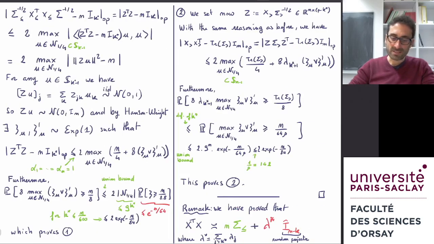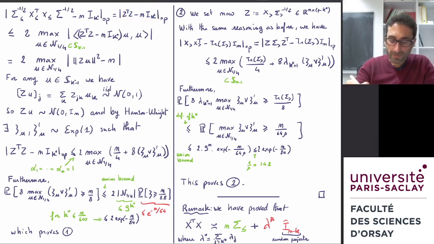So let us look at this quantity. I look at the difference between this quantity and n times the identity in dimension k star. As I said, I can rewrite this quantity as Z transpose Z. So I have the difference between the two.